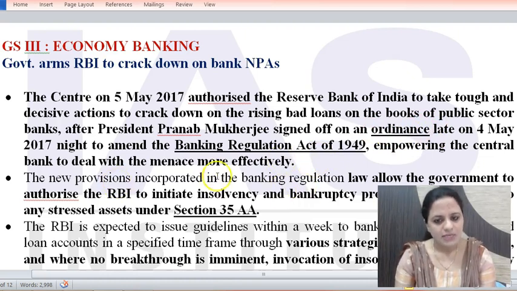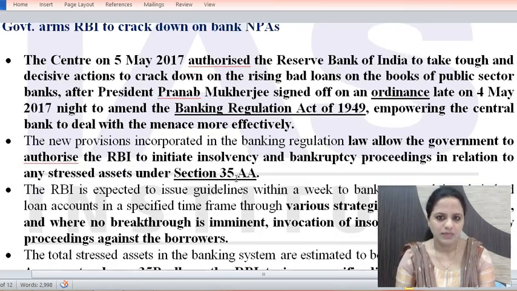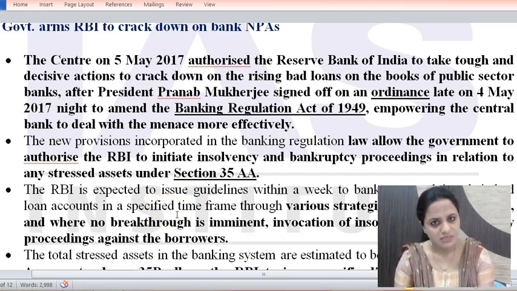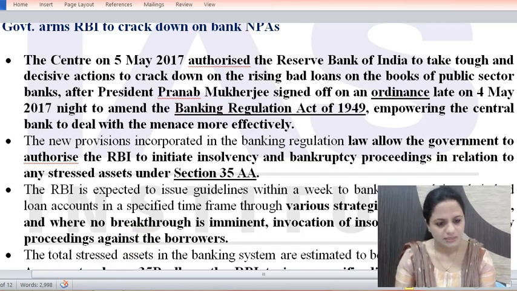So here the Banking Regulation Act of 1949 has been amended to give more powers to the RBI. So this section 35AA has been provided for. So now RBI can initiate insolvency and bankruptcy proceedings in relation to stressed assets. What are stressed assets? We have discussed that earlier too: NPAs plus restructured assets plus write-offs. So this has already been discussed two days back. So this is the news here.